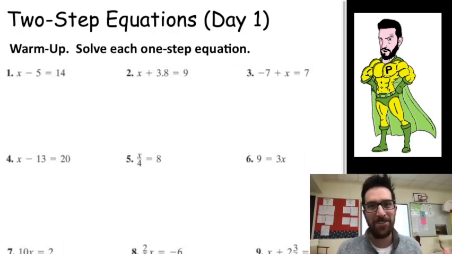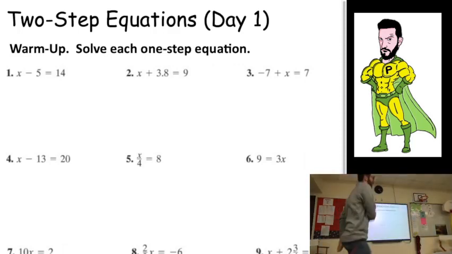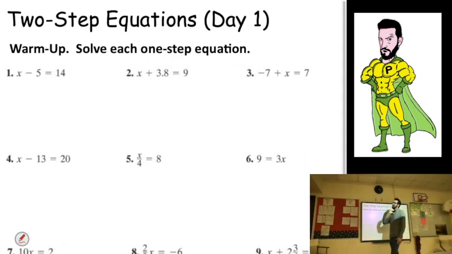Are you ready to do some two-step equations? Me too. Let's go. All right. Just warming it up with some one-step equations. Remember, you undo operations by doing its opposite.